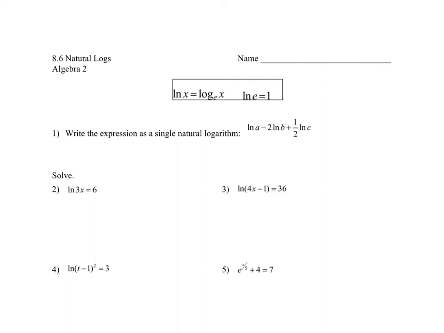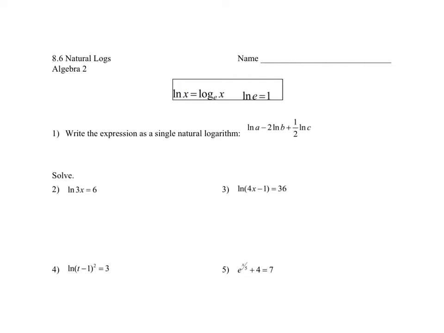Okay, this lesson in Chapter 8 is about natural logs. We're going to go back to the irrational number e. So if you have log base e of x, this special type of logarithmic function we're going to call the natural log. We call this ln of x, or natural log of x.